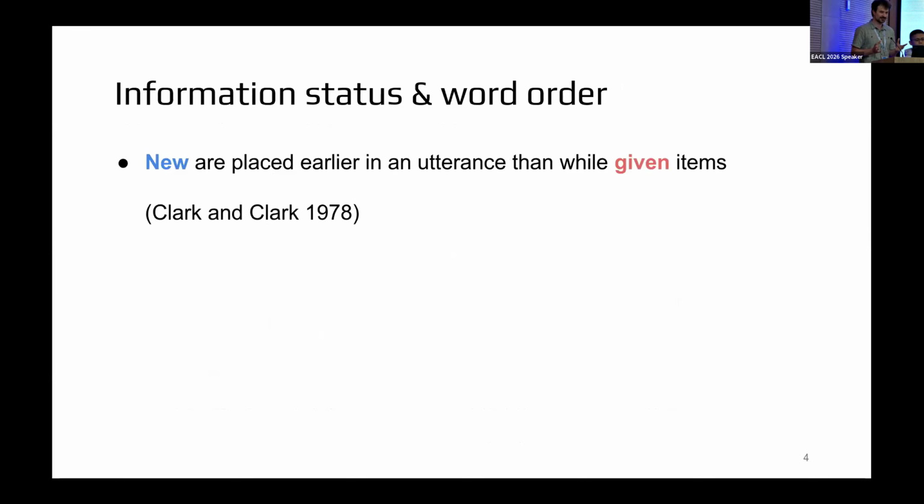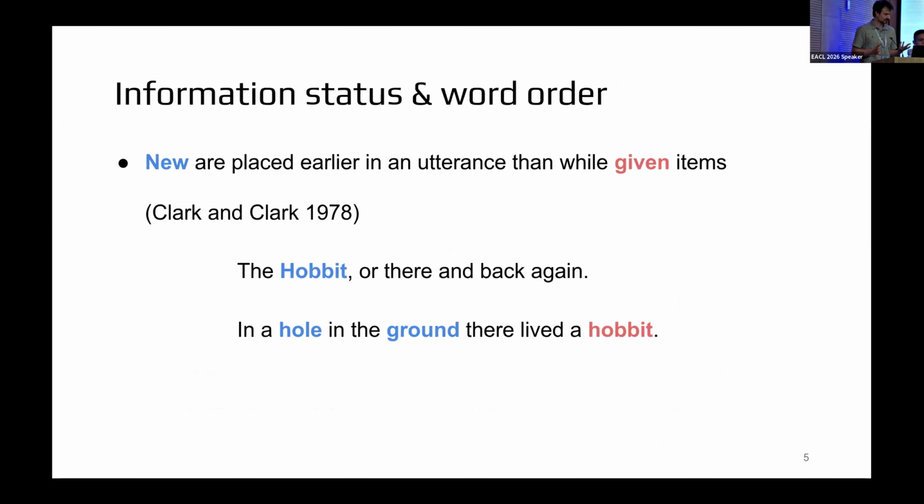So we know that information status has an effect on word order, namely that new items are usually placed earlier in an utterance than given or old items. So in this small example, The Hobbit, which is the first line, the title of The Hobbit. The Hobbit is new, definitely, because you haven't heard of it before, so it's placed early. And then in the next line, which is the first line of the book, in a hole in the ground, there lived a hobbit. Two new items, the hole and the ground, are in the early part of the sentence, and hobbit, because it was already mentioned, is in the second part.